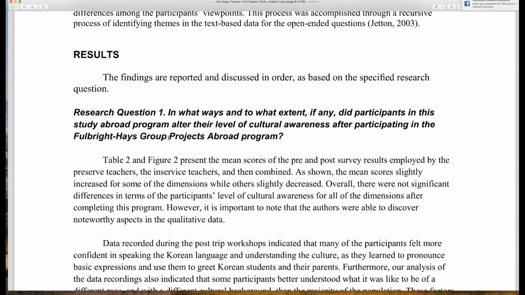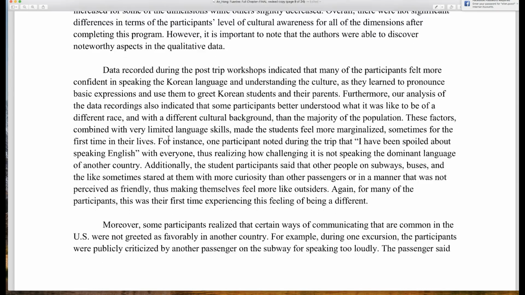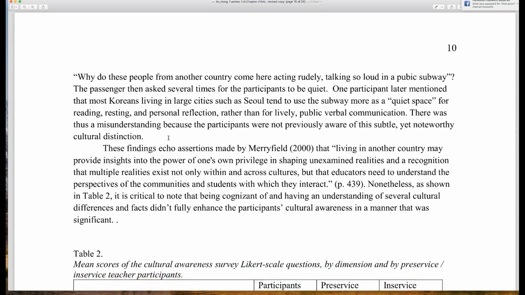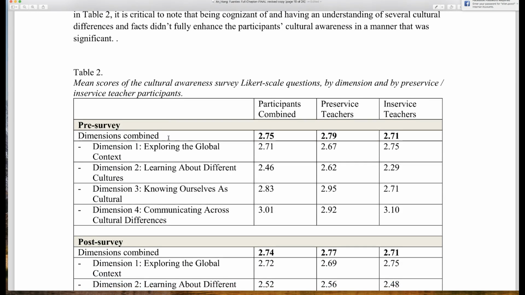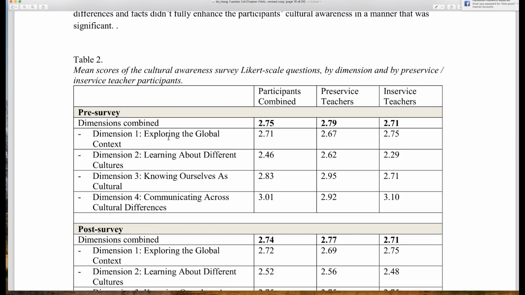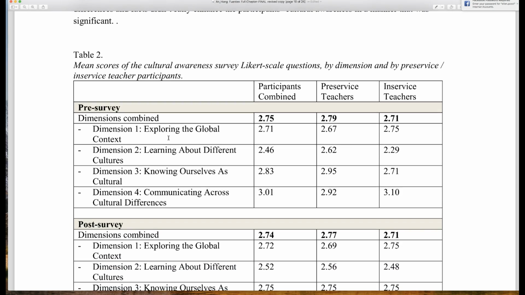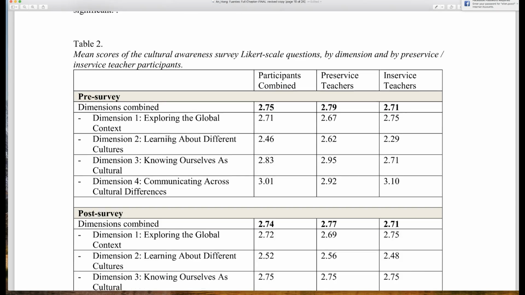The results here, they've broken down by research questions, and they have presented them in numbers. Here they did mean scores of the survey. The survey is what they call a Likert scale survey. Usually they're like 1 to 5, and you mostly agree to mostly disagree. You've all taken those surveys.